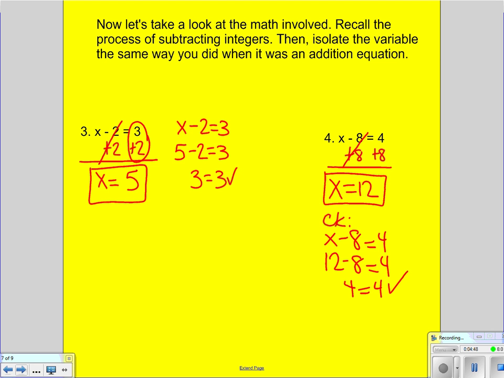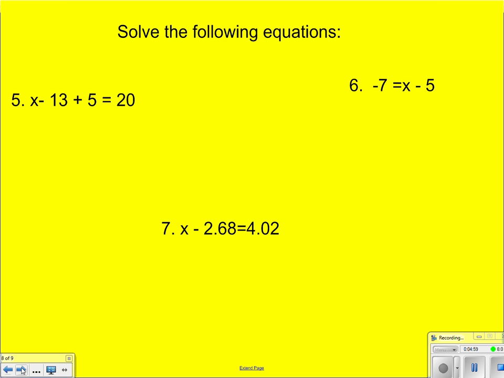Boys and girls, don't always assume whatever you get for x is going to work out. What happens if we accidentally added wrong or subtracted wrong on that line? So double check it, please. All right, let's do one more, and then the last two you're going to do on your own.